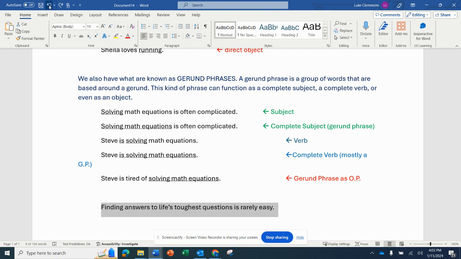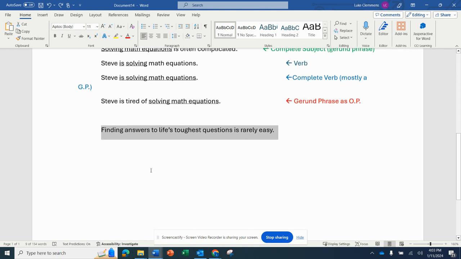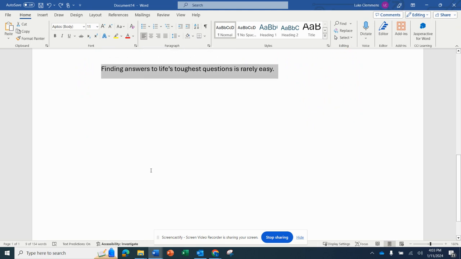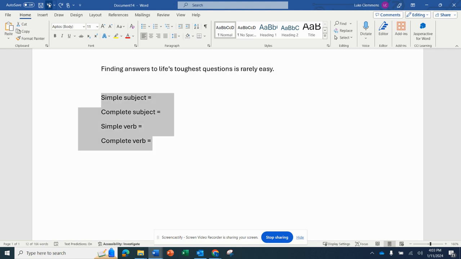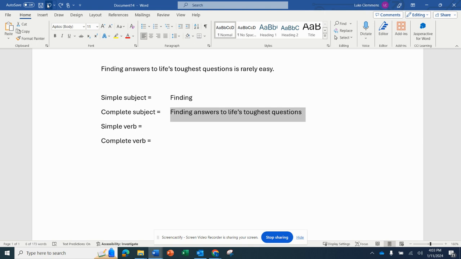Okay, last example to just kind of drive this home. Finding answers to life's toughest questions is rarely easy. Let's break this down by simple subject, complete subject, simple verb, complete verb. Our simple subject is finding. Our complete subject is the gerund phrase, finding answers to life's toughest questions.